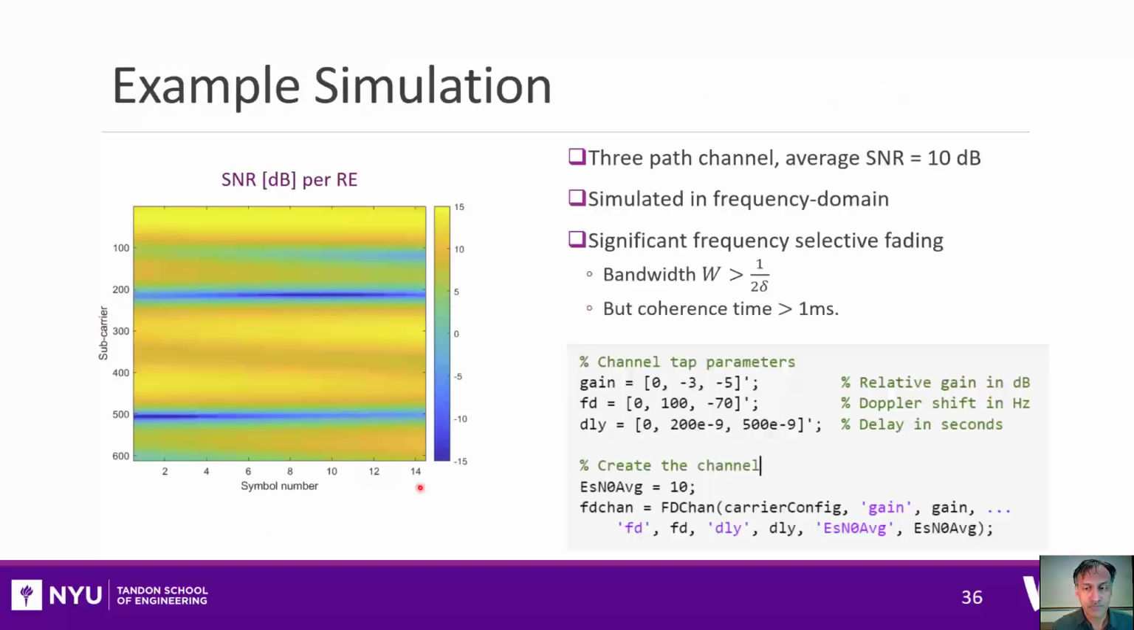Just as an example simulation, which again is all in the demo, I have created a simple 3-path channel, and this shows you the time varying frequency response over one resource, one slot. In this case, there's not much time variation over this slot because the Doppler spread is not that large, but you do see some frequency variation, as you can see here. So again, check it out in the demo, and you can look through that.